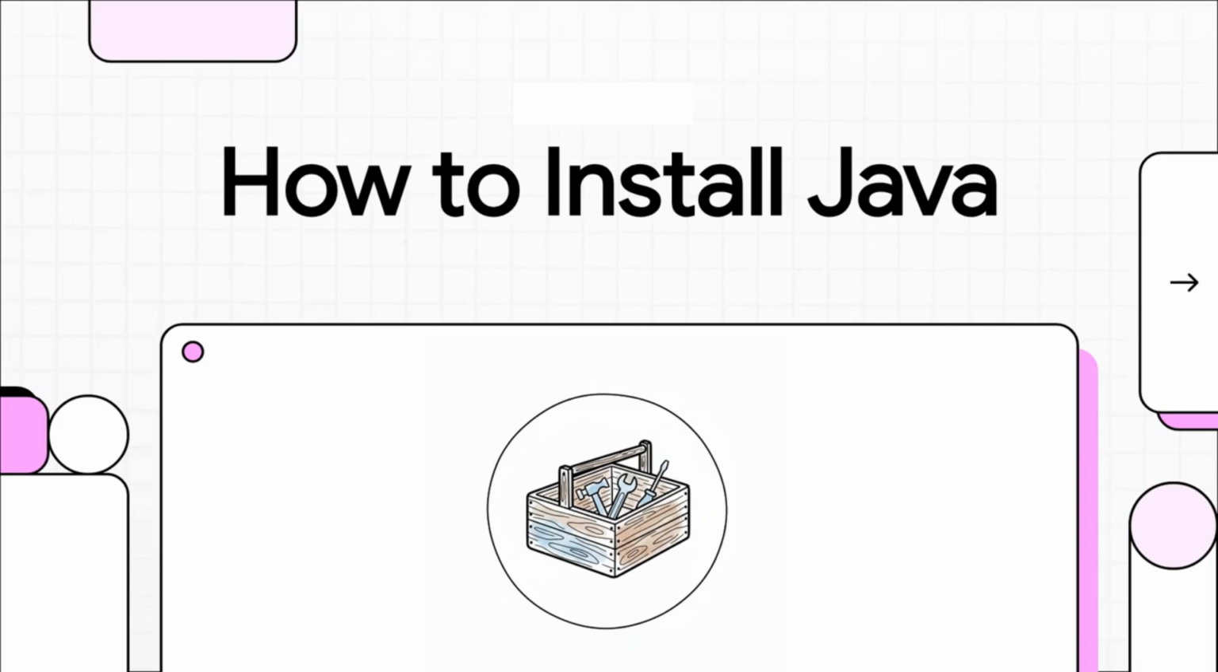Hey everyone, and welcome. If you're looking to get started with programming, one of the best places to begin is with Java, and today we're going to tackle the very first, most essential step, installing something called the Java Development Kit, or JDK. This is the toolkit you absolutely need, so let's jump right in.